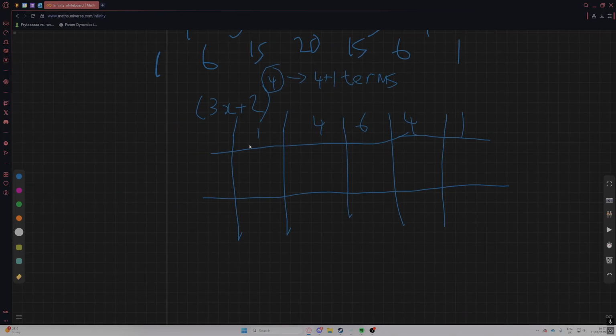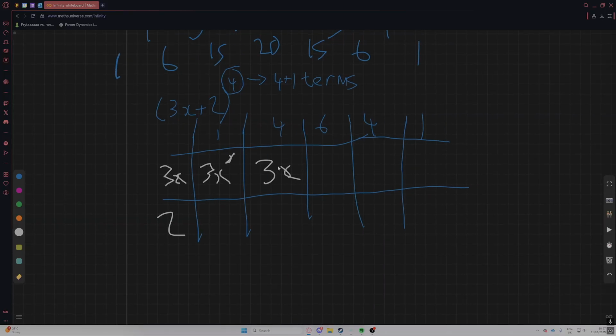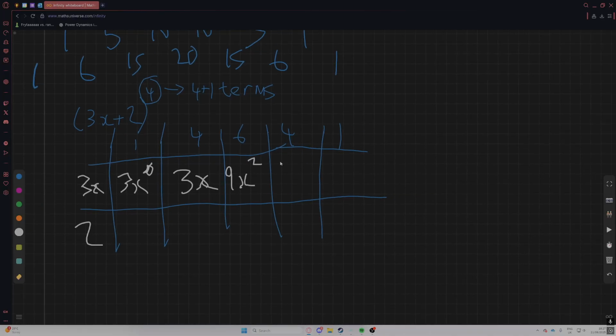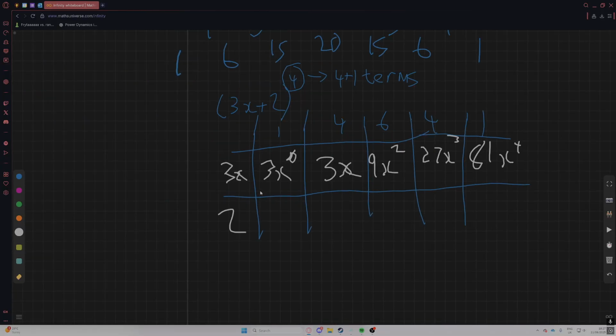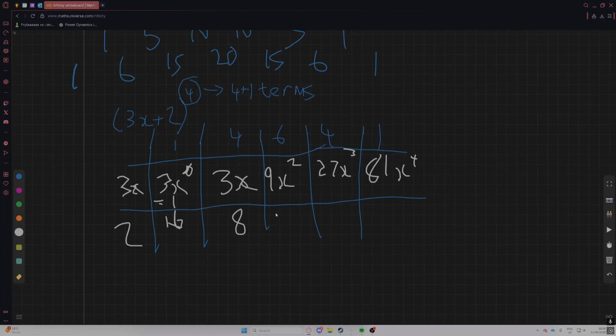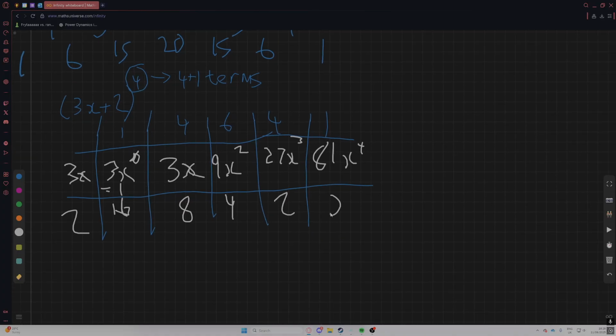I've drawn a table. So you write the 2 terms here, 3x and 2, and you go up in powers. So for 3x, this is 3x to the 0, which is just 1, this is 3x, and then we square it to get 9x squared, then we cube it to get 27x cubed, and then to the power of 4 we get 81x to the 4. Then we do the opposite for 2, so we start at 2 to the 4, which is 16, then we go down, so we get 8, then 4, then 2, and then 1, because it's 2 to the 0.